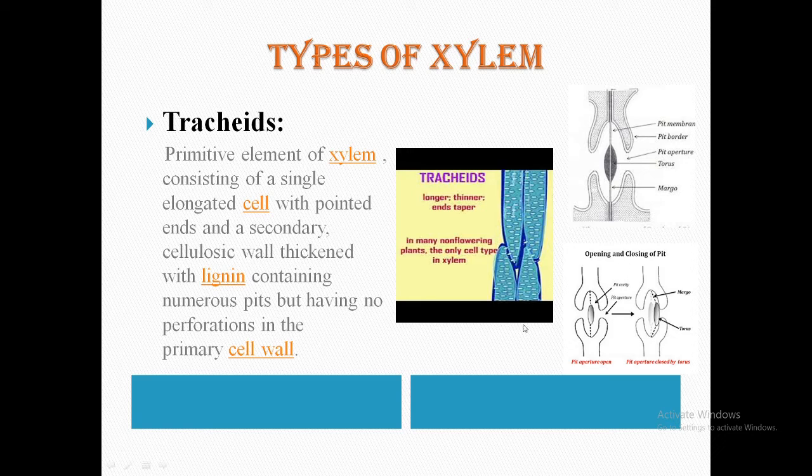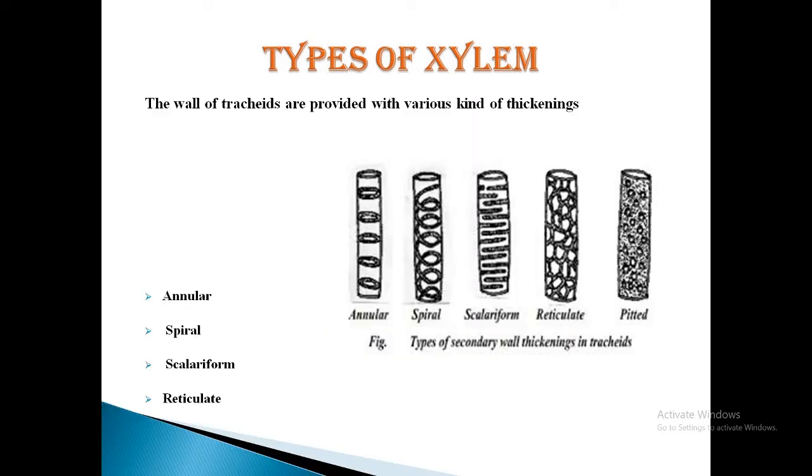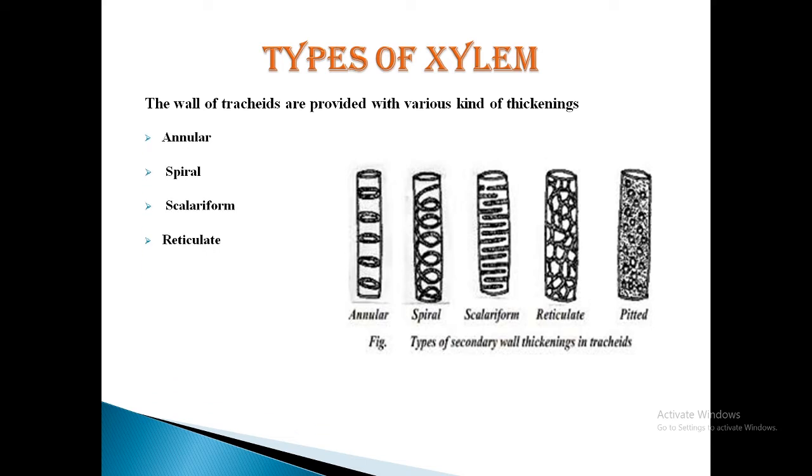What is the bordered pit? If we take the transverse section of tracheids, they mostly appear angular. These are placed in the organ parallel to their long axis. Depending on the wall thickening, tracheids are divided into various types. First is the annular type, where the ring-like thickening is located, known as annular thickening.